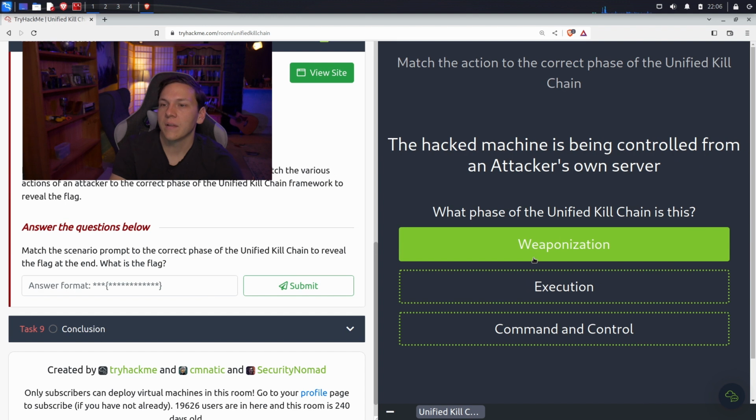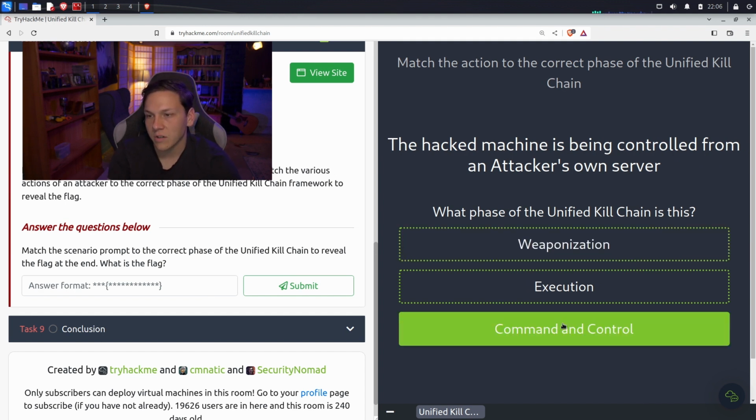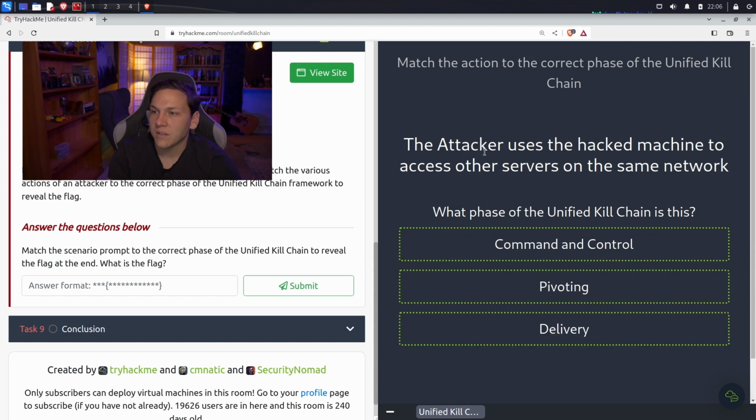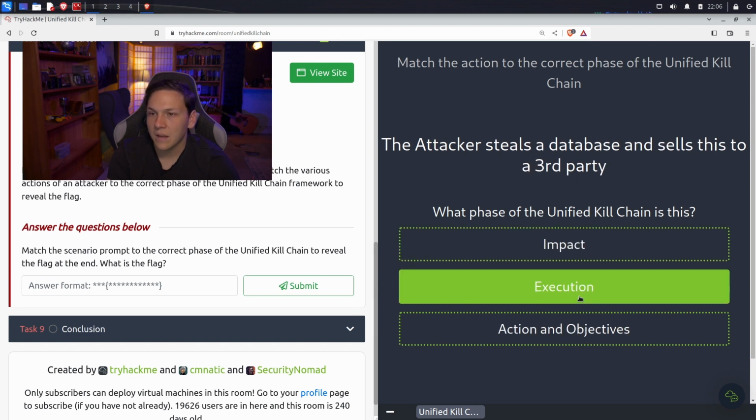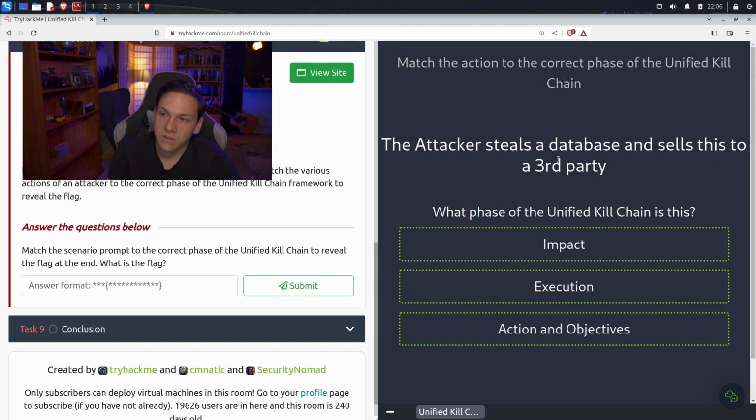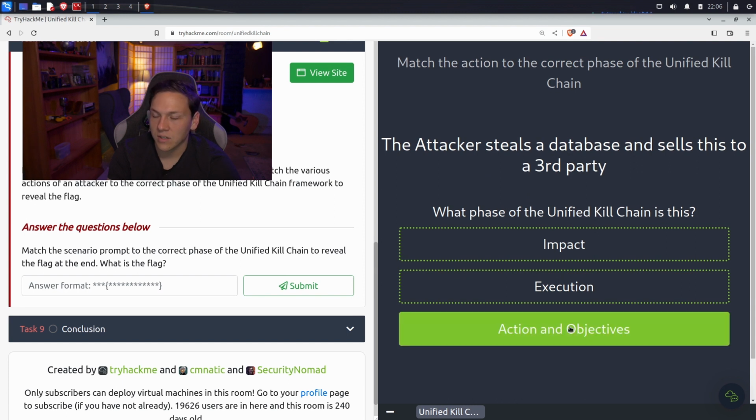That's persistence. The hacked machine is being controlled from the attacker's own server. That's command and control. The attacker uses the hacked machine to access other servers on the same network. Pivoting. The attacker steals a database and sells this to a third party. Action and objectives.